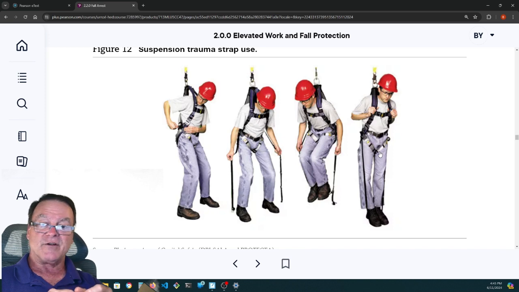But the ambulance driver doesn't know anything about it. They don't get it in their training. Of all the training they get, it might be mentioned once, but they're not thinking about it. You need to point it out to them. Hey, this is a suspension trauma. They need to ride to the hospital in a seated position.